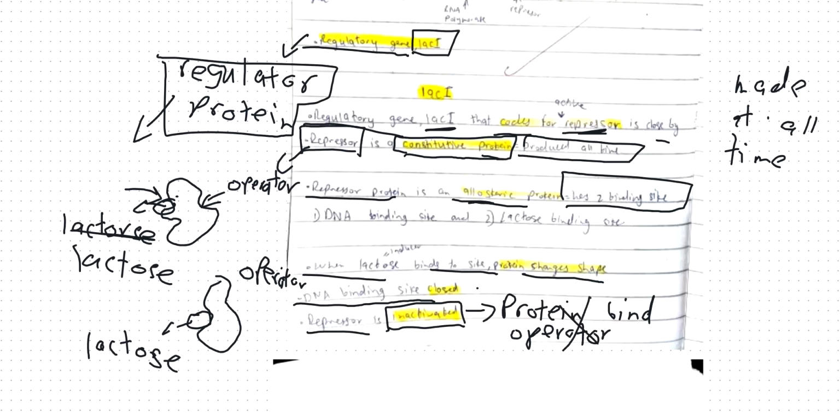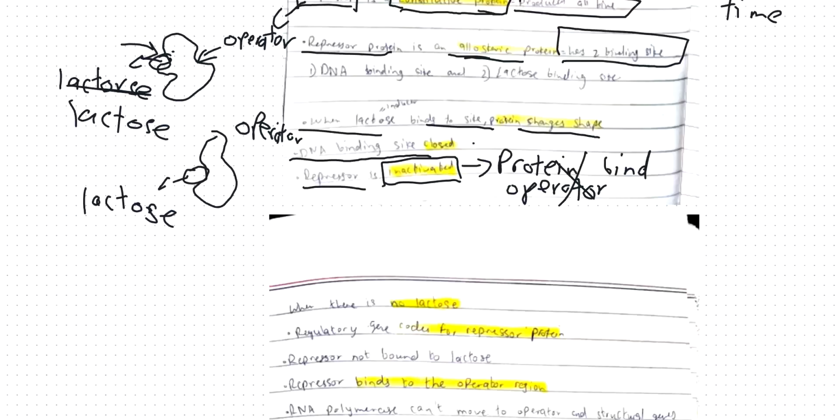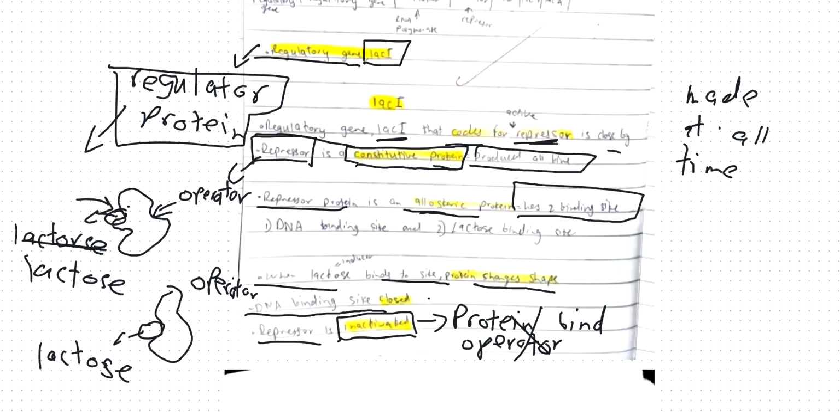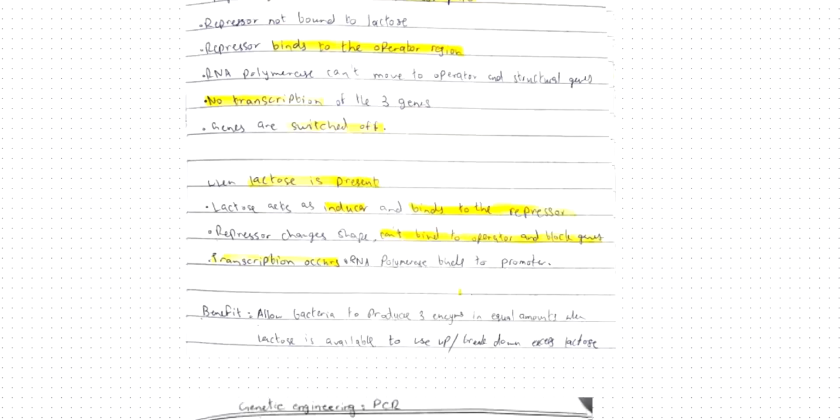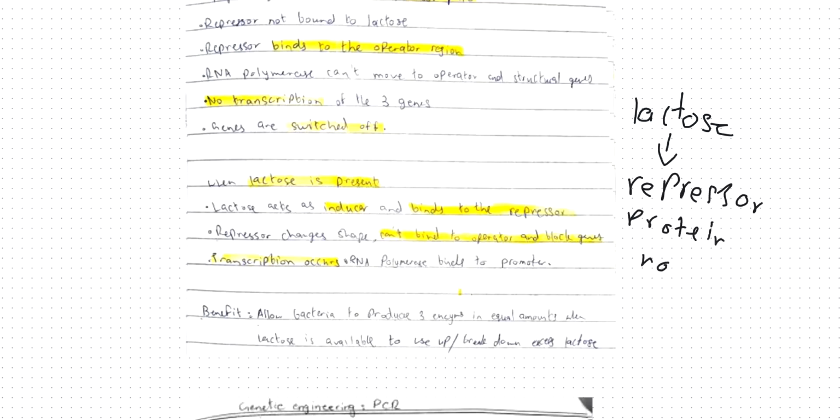Never mind. So yeah, this is how this lac operon works. If you have lactose present, the repressor protein changes shape, and it can no longer bind to the operator. So why is this important? This is important because if you have lactose present, then the repressor proteins are no longer activated.